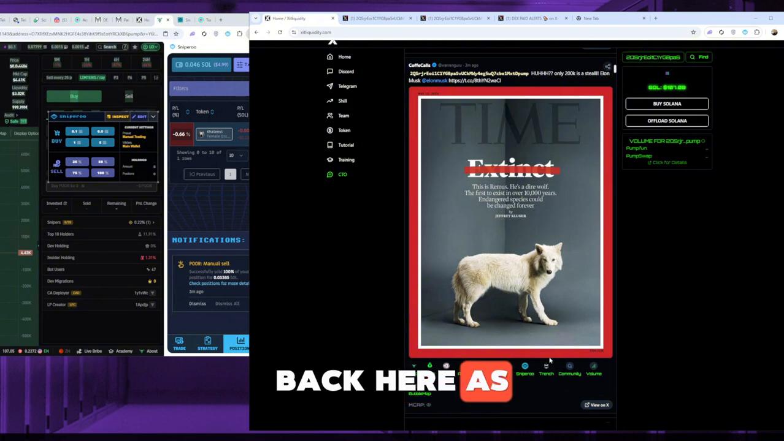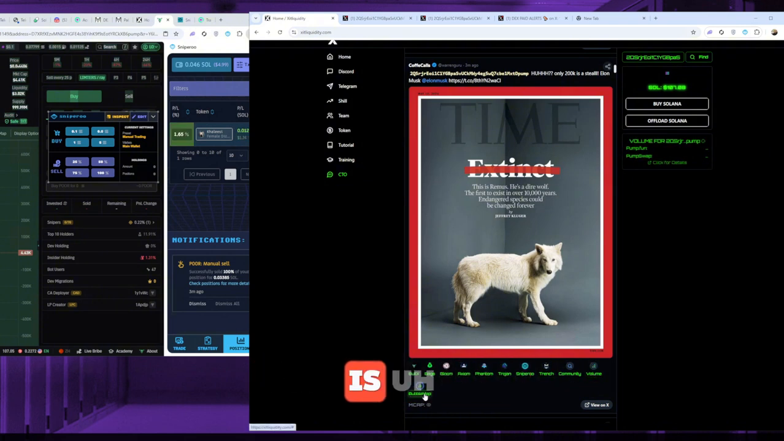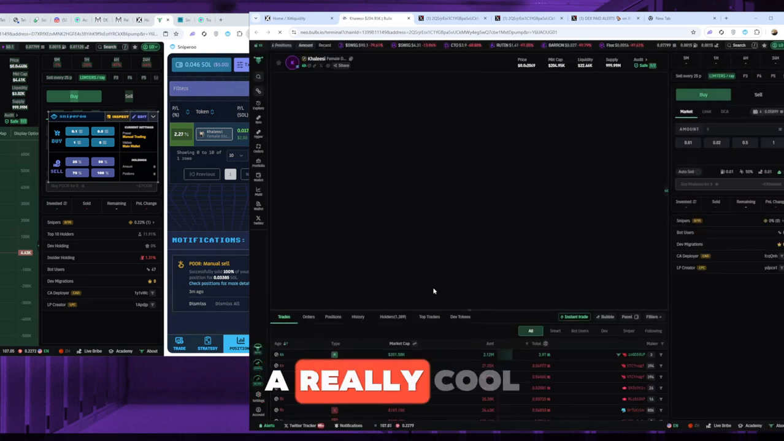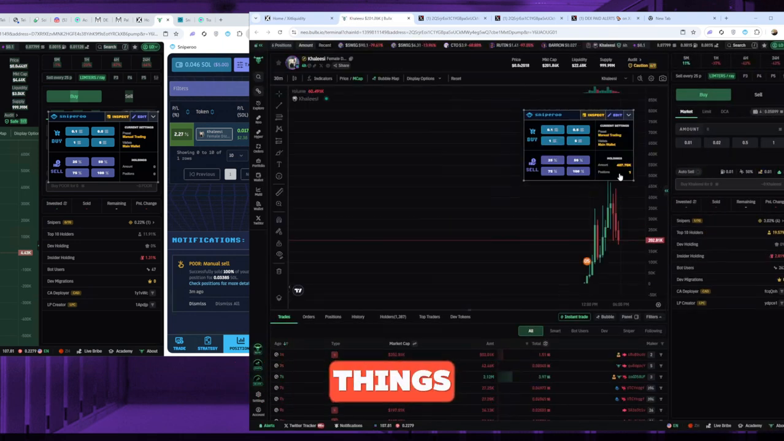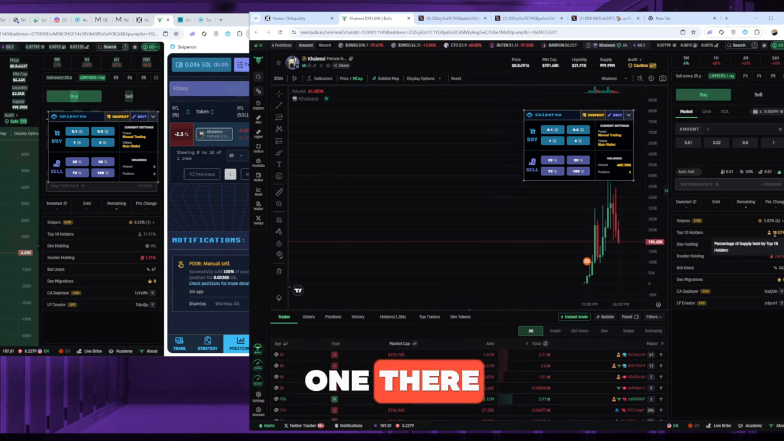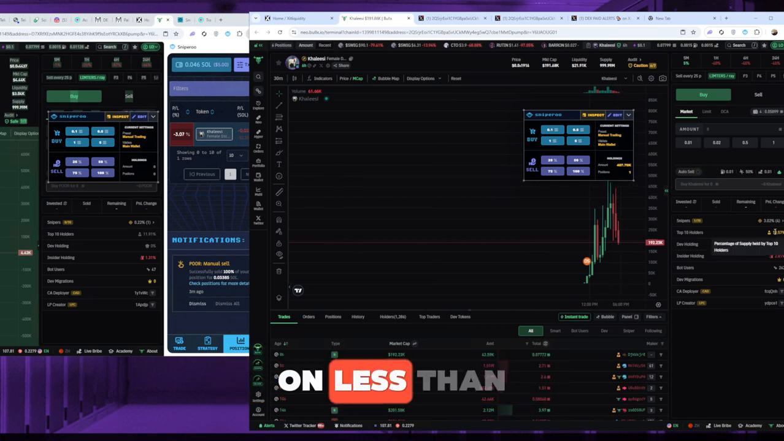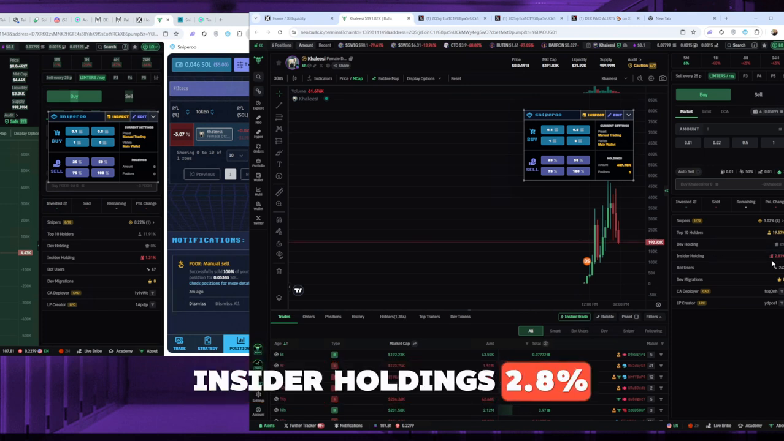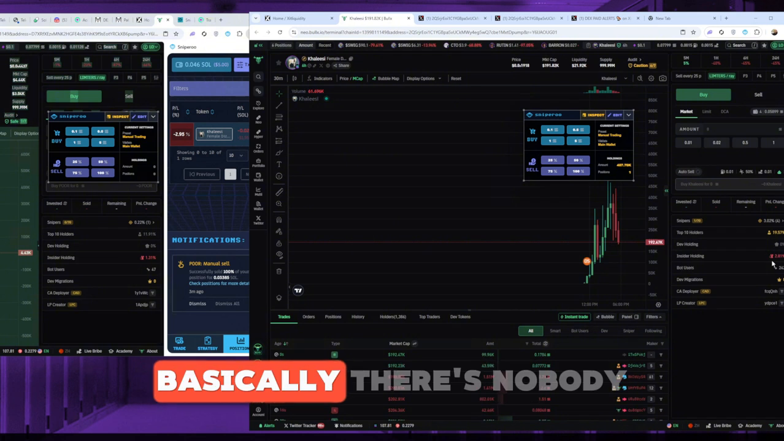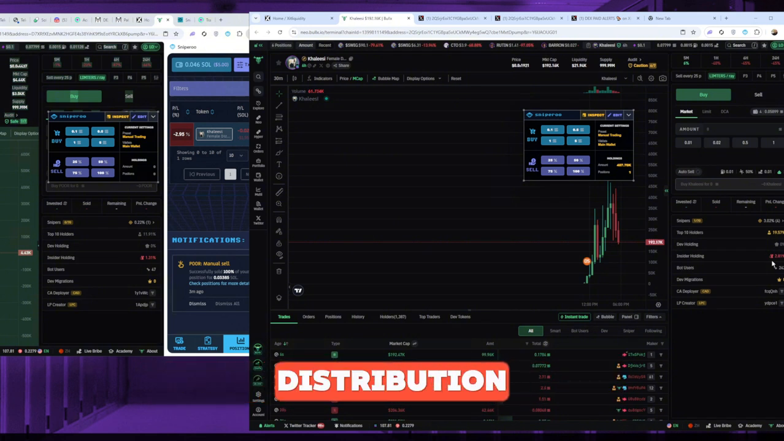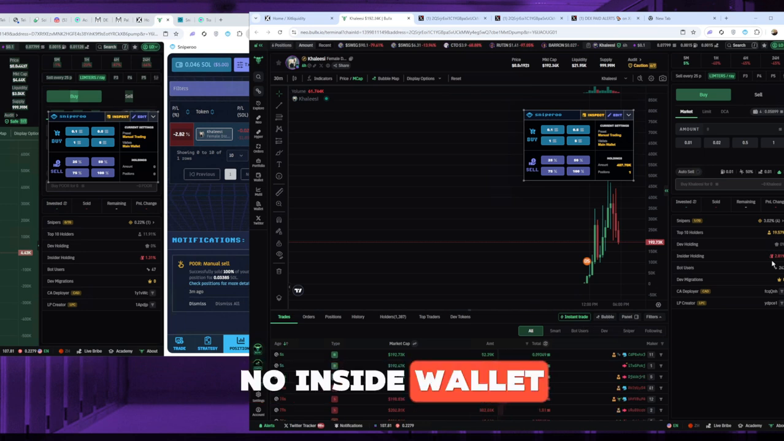But going back here as well, what you also want to see is go into Bullx itself. And Bullx has a really cool way of showing things. Now, in Bullx, it's telling me, for one, the top 10 holders are holding less than 20%, which is very good. We have insider holdings at 2.8%. That means there's nobody buying up front and sending off to small wallets to make it look like higher distribution. No inside wallet game.